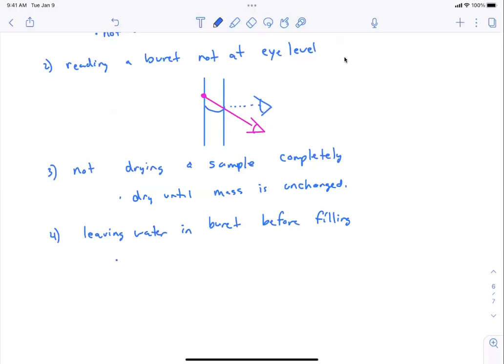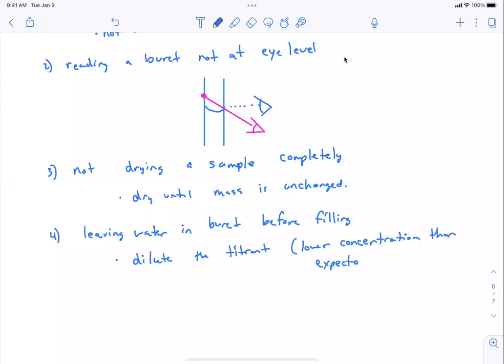It's going to affect the concentration. So what it's going to do is it's going to dilute the titrant. Okay? Which means it has a lower concentration than expected. Which means you're going to end up using more of it than you should be, but you're not going to know that the concentration is down. So you're going to use the concentration you think it is, and that's going to throw off your values.